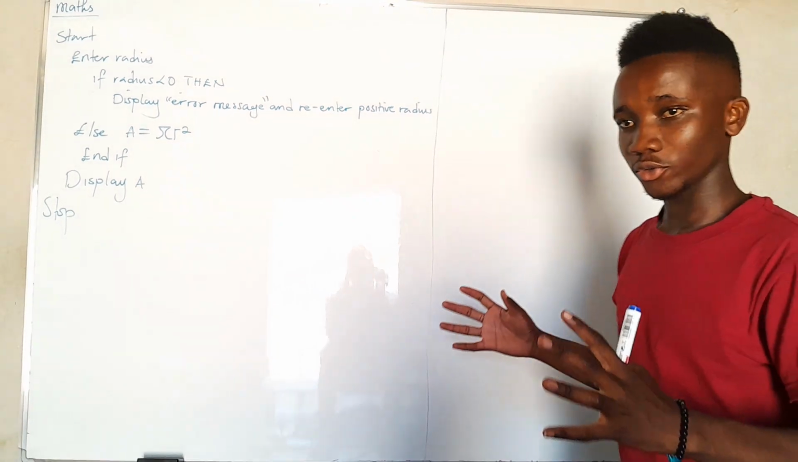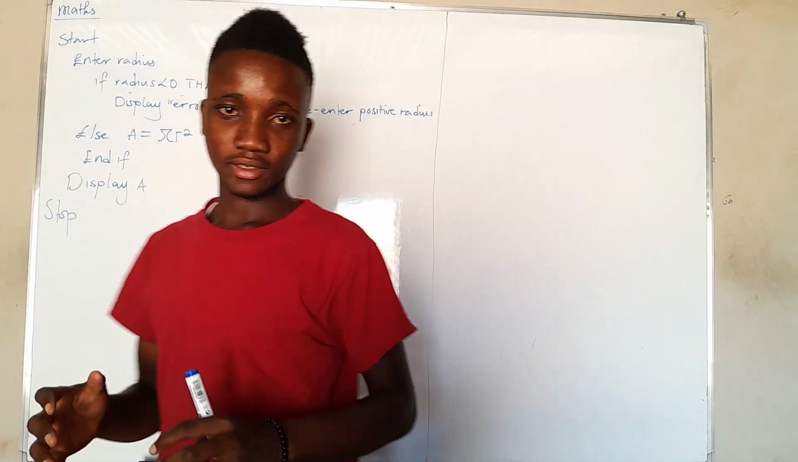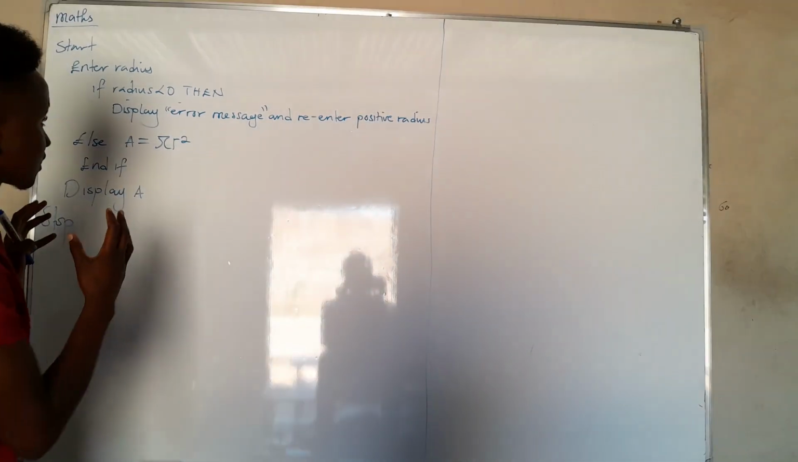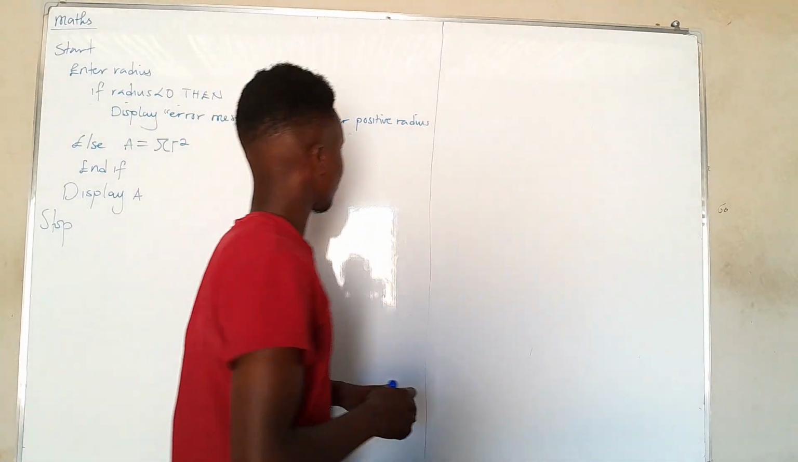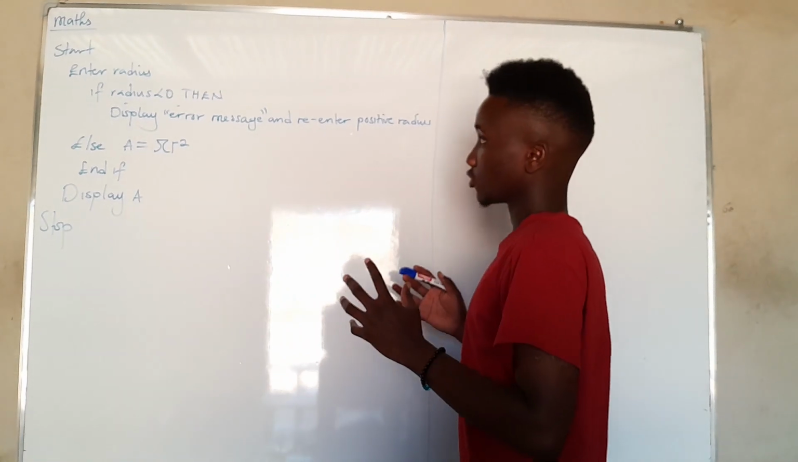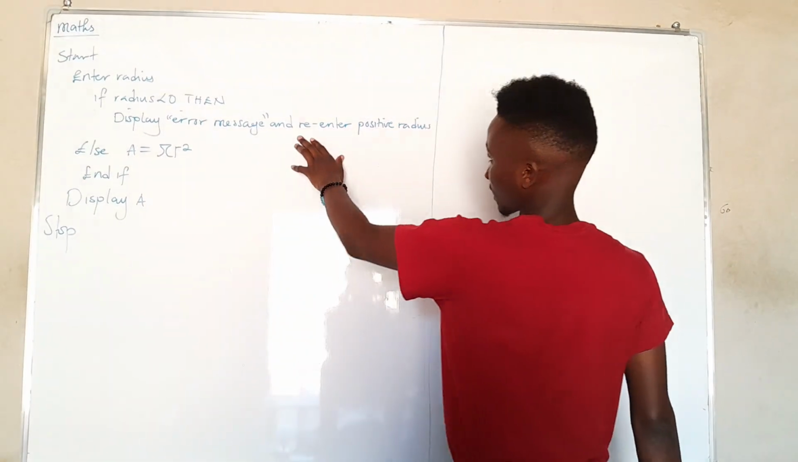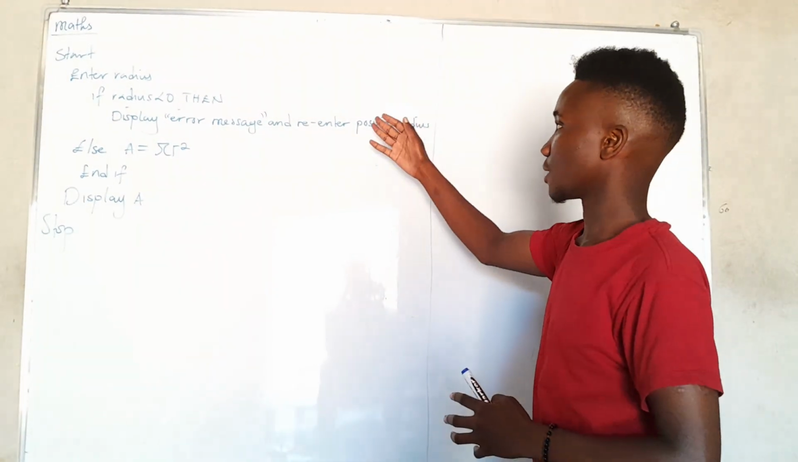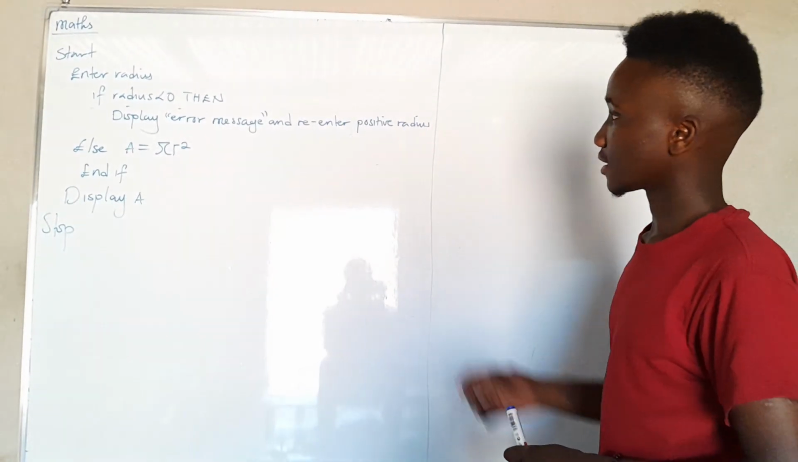So I want to do the last part of writing information such as this in flowcharts. I think the only new thing that you're going to notice is here where they are saying and re-enter positive radius. So how do we work with a problem that is saying re-enter positive radius?